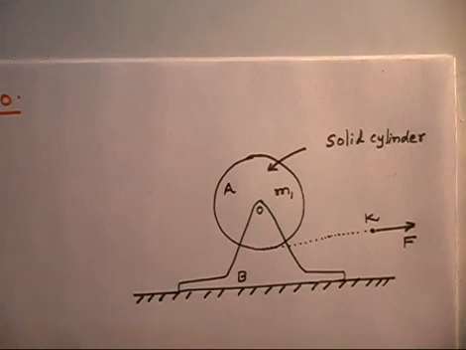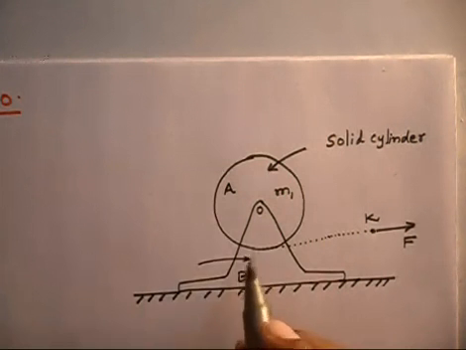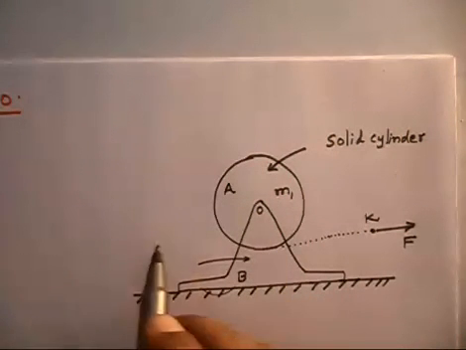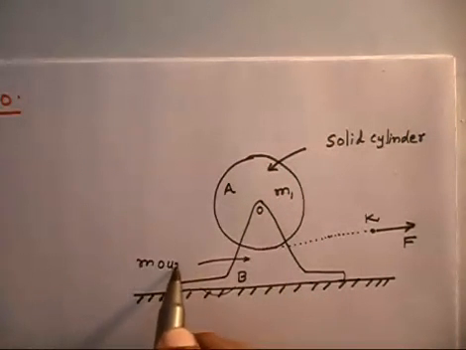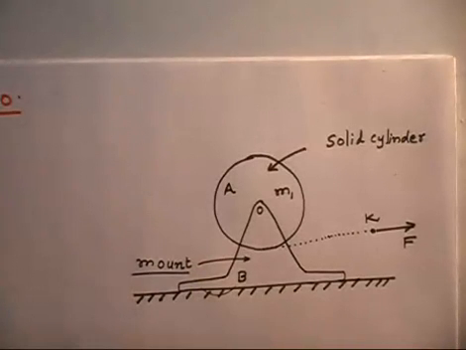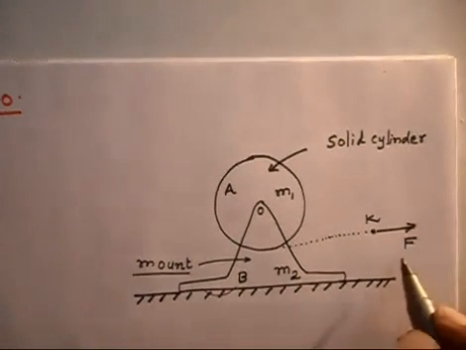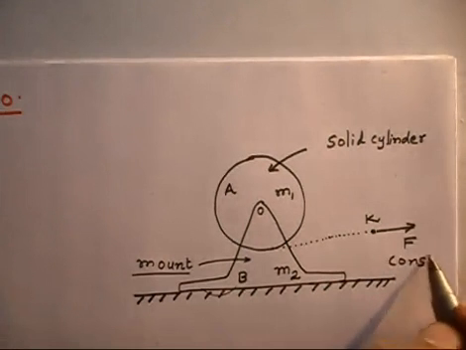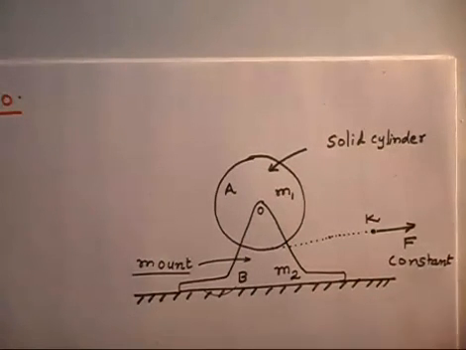And it rotates about a horizontal axis fixed to a mount B. So this wheel is mounted on this, and they are calling this a mount B of mass m2. So the mass of this is m2, that is given. A constant horizontal force F is applied to end K. So this force is constant. This is not a variable force. This is given in the problem.